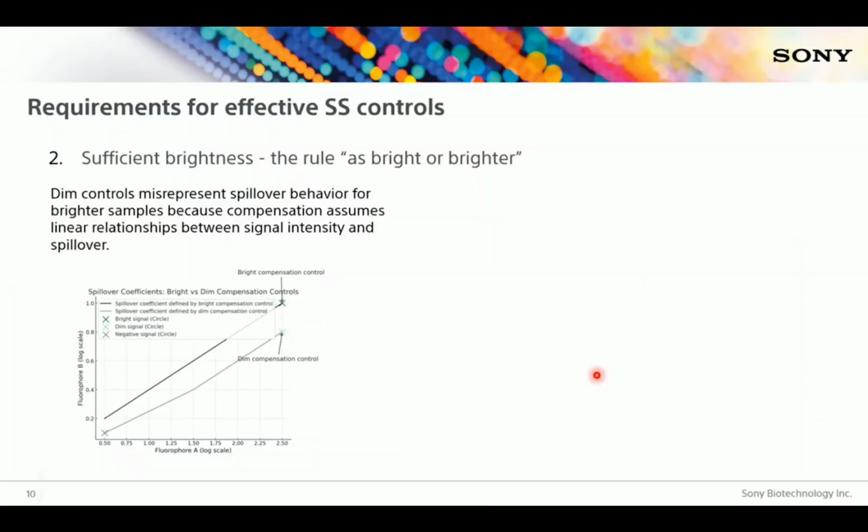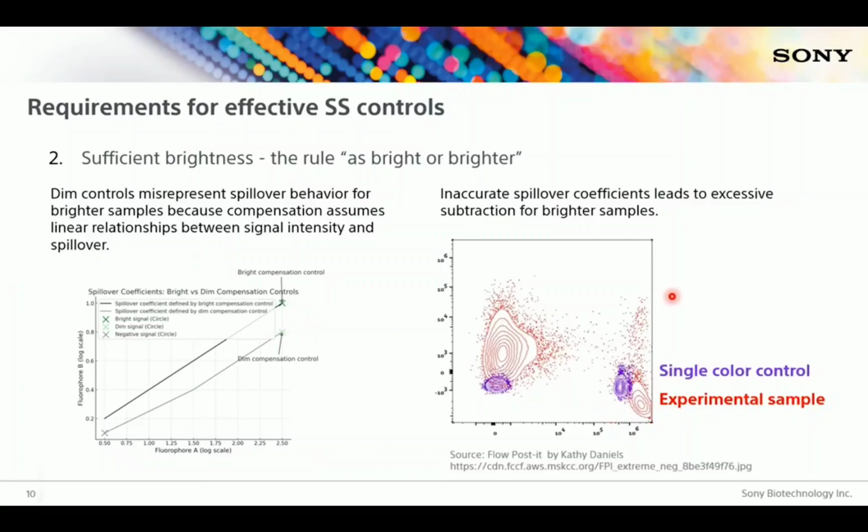The second requirement for effective single-stain controls when following conventional flow cytometry is that they must be as bright or brighter than the sample. This is because compensation assumes a linear relationship between signal intensity and spillover. This plot shows an example where the sample in red is brighter than the single-stain control in purple. As a result, the sample data is overcompensated.